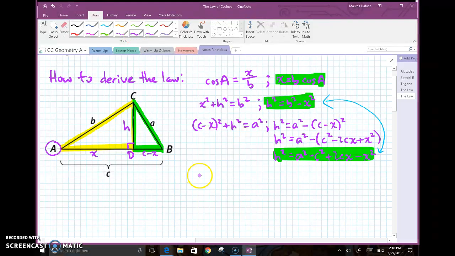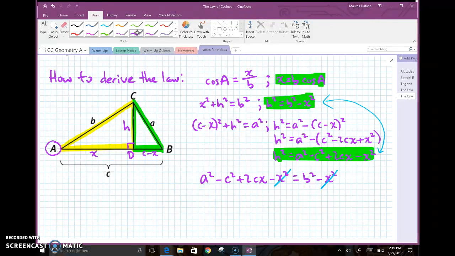I'm going to say that a squared minus c squared plus 2cx minus x squared, that whole thing, is equal to b squared minus x squared. Okay, I'm tying them together. And when you think about solving equations, you have to remember what you do to one side, you do to the other, right? So these two will eliminate each other. When you add x squared on both sides, they both cancel out, so they're no longer there.